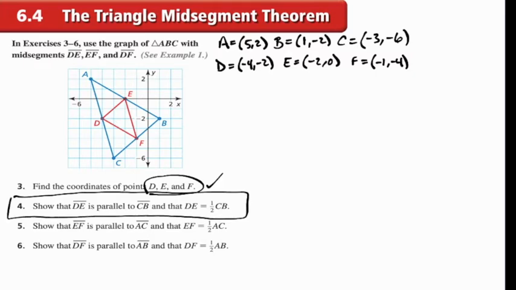It says, show that DE is parallel to CB. Well, we want to find the slope of DE. And we can count that in the grid, 2 up, 2 over. That's a slope of 1. And now we can find the slope of CB by counting 4 up and 4 over, which is 4 over 4, which is 1. The slopes are equal, therefore these two are parallel.